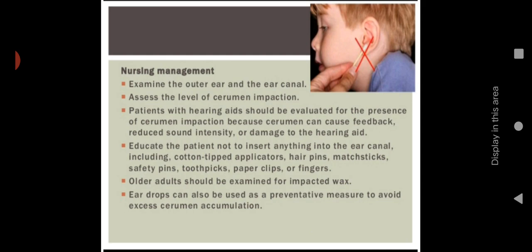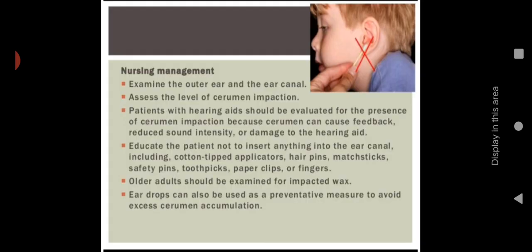You have to give proper education. Then older adults should be examined for impacted wax. In older adults, as part of their physiological changes related to aging, there is a chance of wax collection, which should be examined properly. Eardrops can also be used as a preventive measure to avoid excess cerumen accumulation. You can use eardrops with the prescription of a doctor, so that it helps to prevent the formation of excess cerumen or accumulation. So these are the nursing management measures.